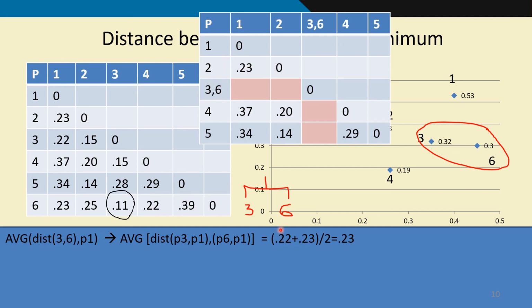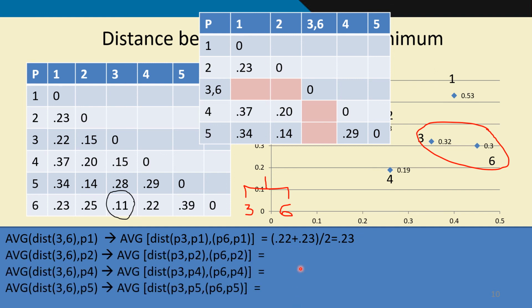So what is the distance between 1 and 3? 0.22. 1 and 6, it is 0.23. So we are taking an average of it, and the average comes out to be 0.23, and we are just going to place this 0.23 over here. Similar is the case over here. You would be looking at the distance between 2 and 3, 6 and 2, and taking an average of it. So this is how it goes. You got to find out the average between the distances, and you got to place them over here. So this is the only difference in the average linkage.